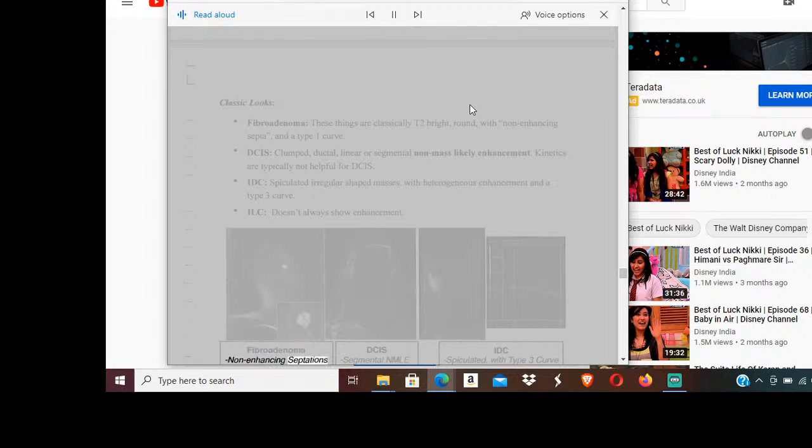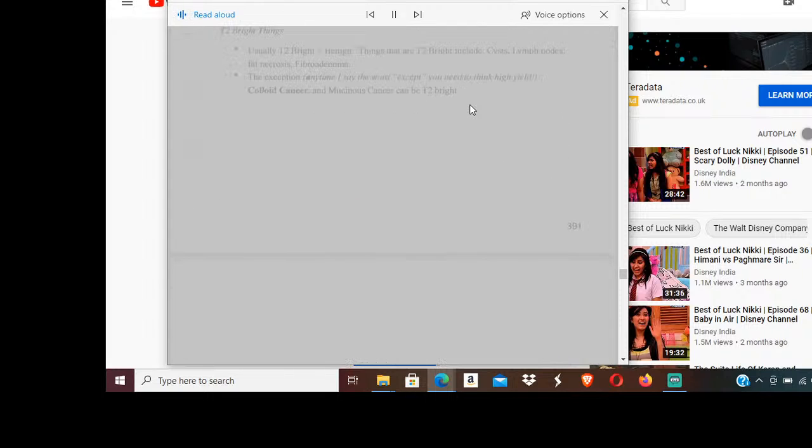Fibroadenoma, non-enhancing septations. DCIS, segmental NMLE. IDC, spiculated, with type 3 curve. T2 bright things. Usually T2 bright equals benign. Things that are T2 bright include cysts, lymph nodes, fat necrosis, fibroadenoma. The exception, anytime I say the word exception you need to think high yield: colloid cancer and mucinous cancer can be T2 bright.